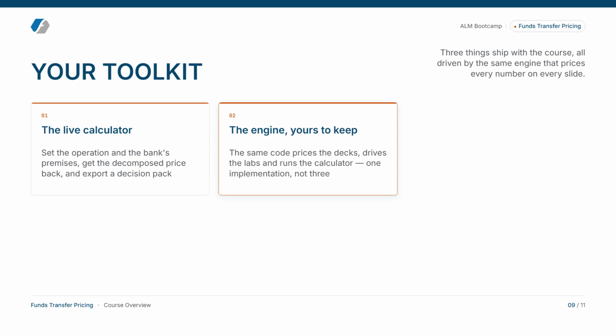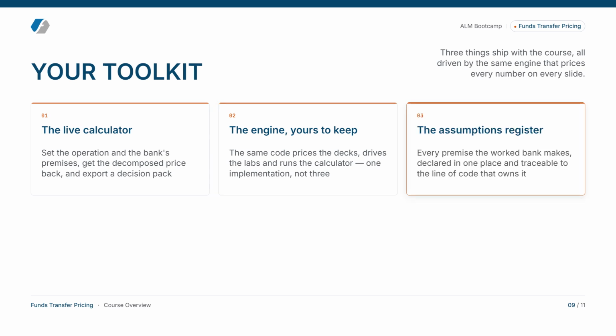The same code prices the numbers on these slides, runs inside every lab, and drives that calculator. One implementation, not 3. Which matters more than it sounds. When 3 tools share one engine, they can't quietly disagree. Last, the assumptions register. Every premise the worked bank makes is declared in one place, each one traceable to the line of code that owns it. So when a number surprises you, and some will, there's somewhere to go and find out why, rather than taking it on faith.